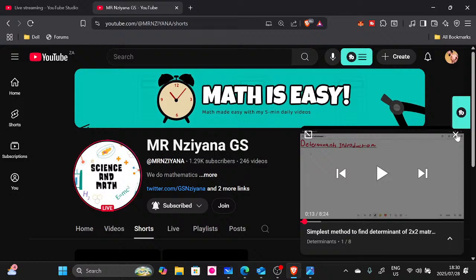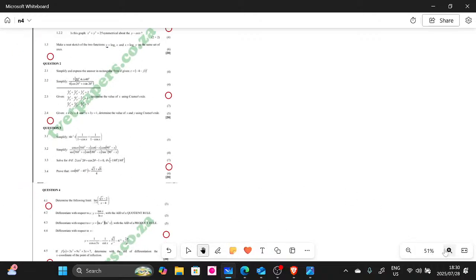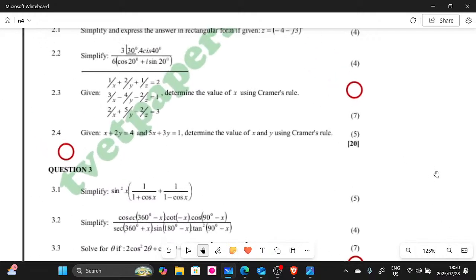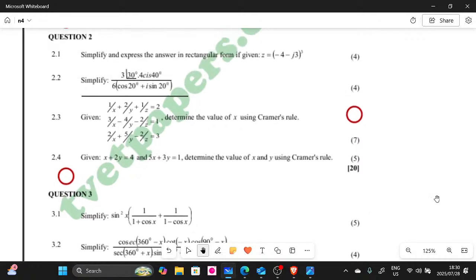Okay, so let's go back to our question paper, and let's do the last question. I hope you guys are paying attention. This is the last question for this question two. I hope you guys are able to understand. Now let's look at the last question here, which is 2.4. We are given the following here. I'm going to copy it there, but let me just read it for you.